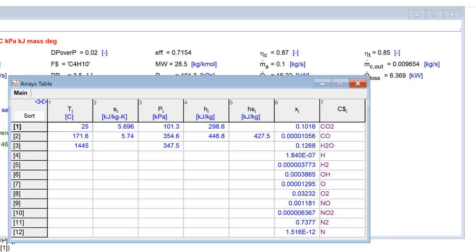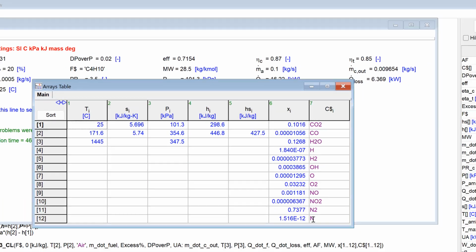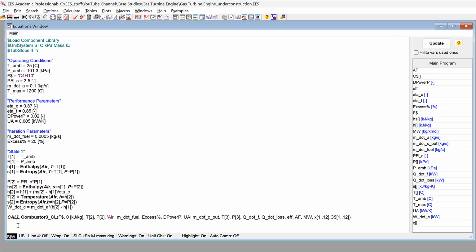Yeah. So now we'll go to our array and we'll see that these are the different chemical species that were modeled. You know, CO2 and CO and so forth. And this is how much is in the combustion gas. All right. So that seems to be working. Probably a good time now to do our iterations.